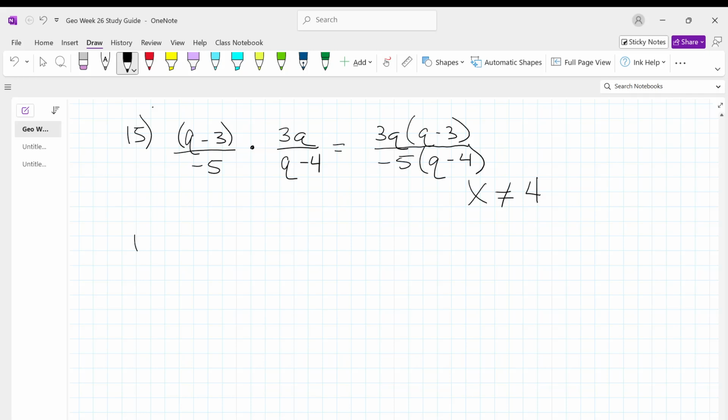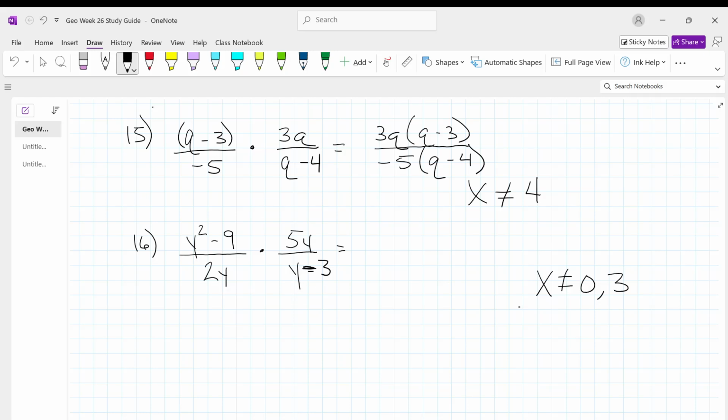Problem number 16, we're multiplying again. Y squared minus 9 over 2y times 5y over y minus 3. That's just y minus 3. So exclusions right here, y cannot be equal to 0, and y cannot be equal to +3.